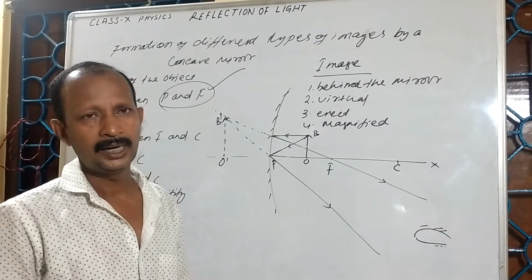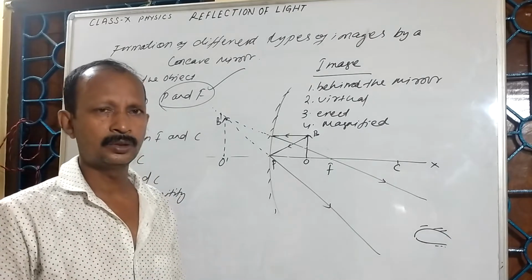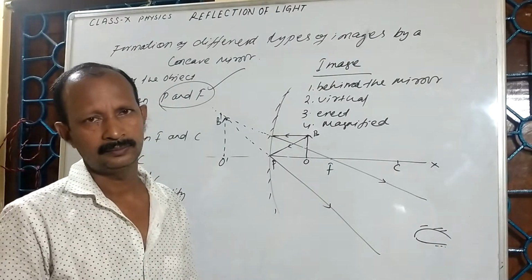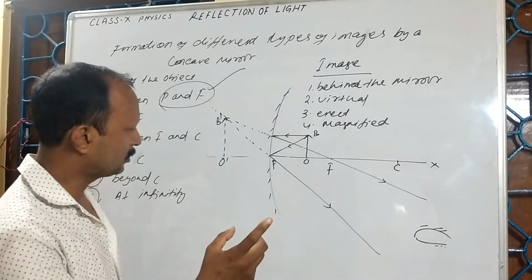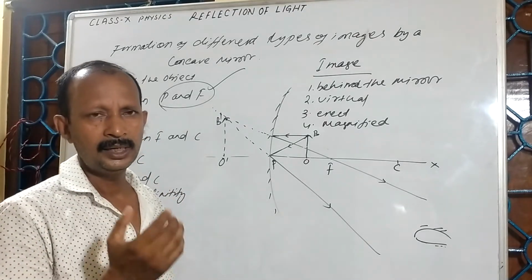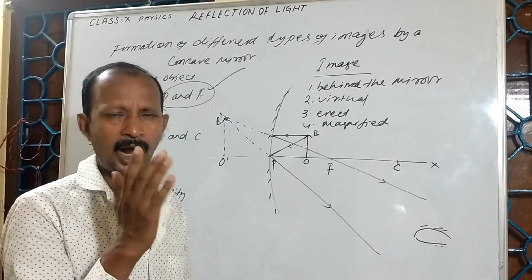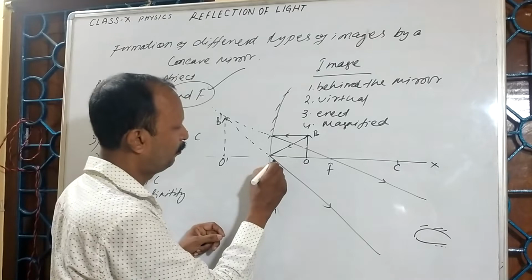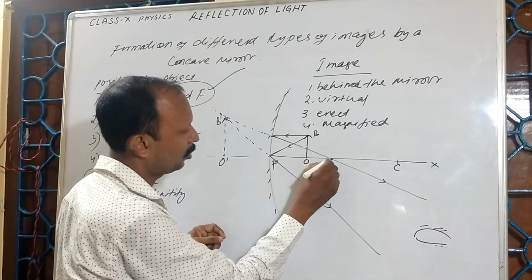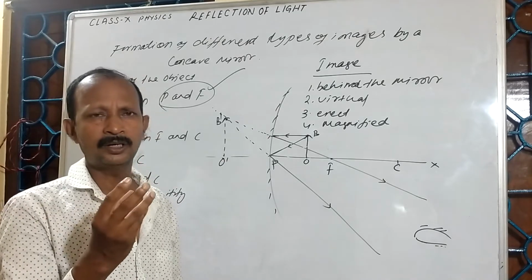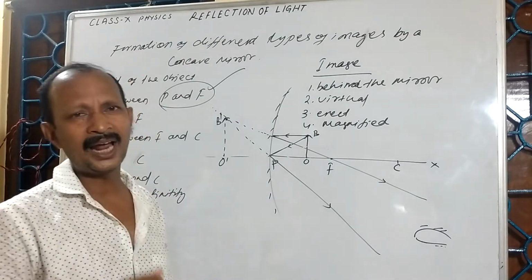This idea we can apply in some cases like a dentist. He uses one mirror, a head mirror. That mirror he focuses towards your teeth and he places the mirror. However, your teeth will be between pole and focus. As a result, the image of the teeth will appear enlarged.